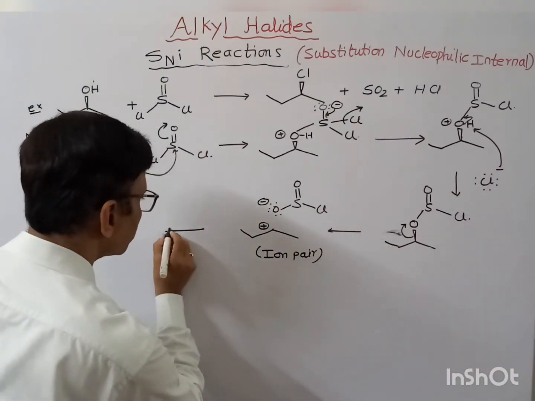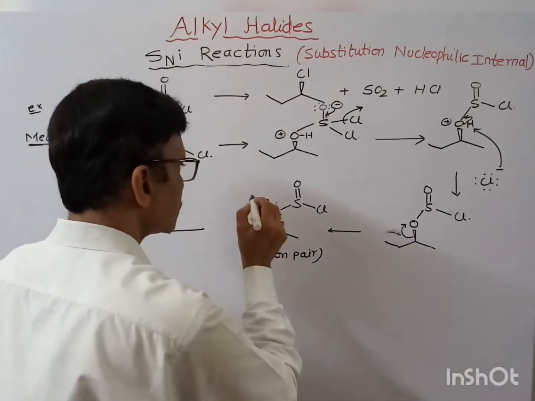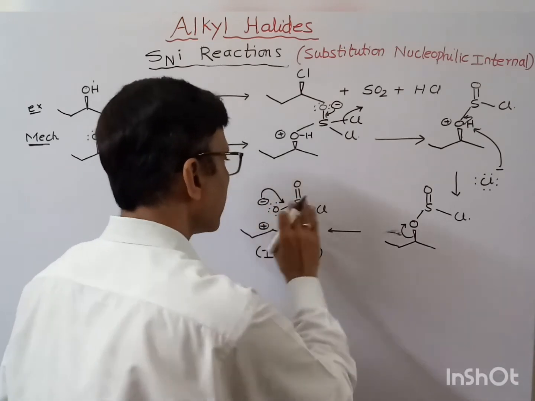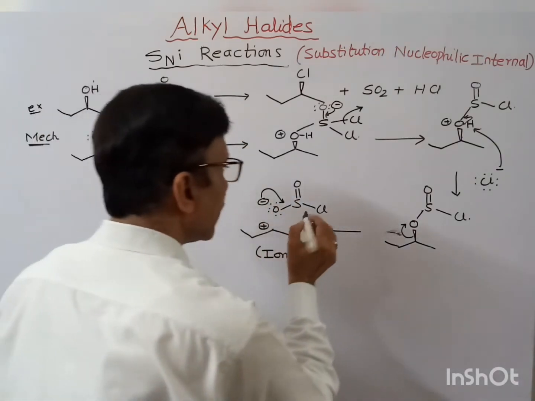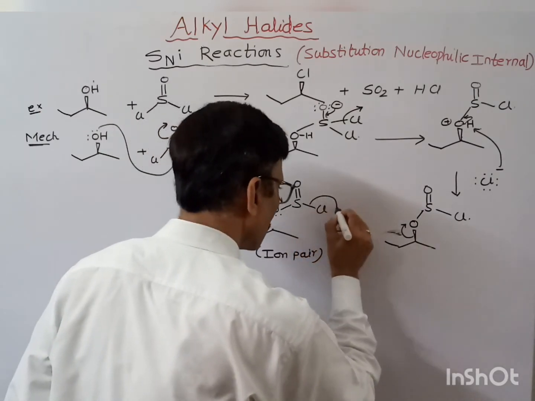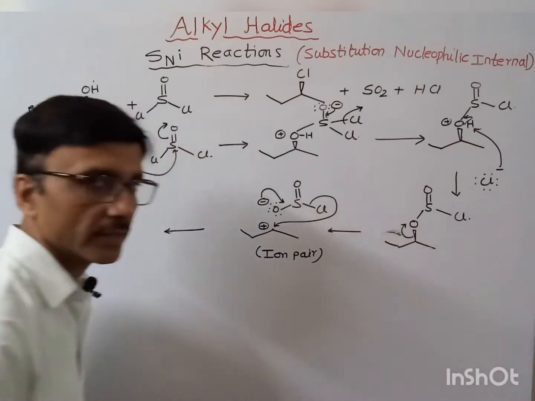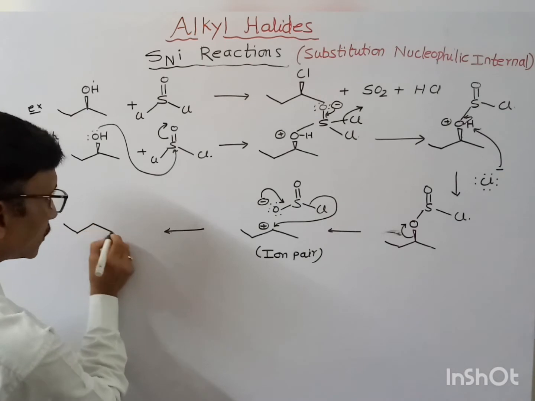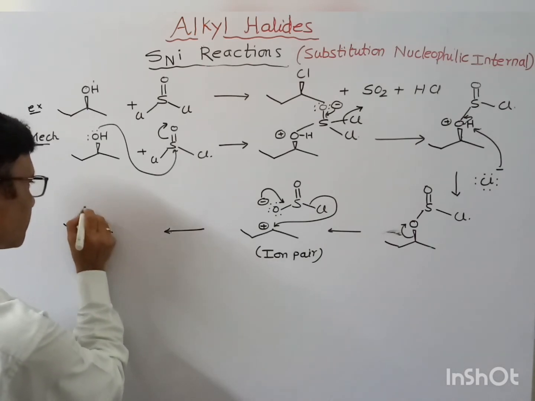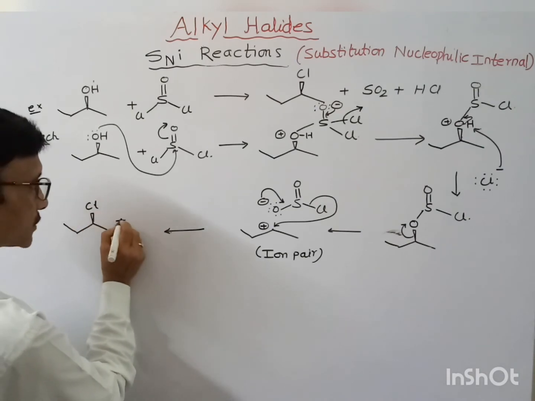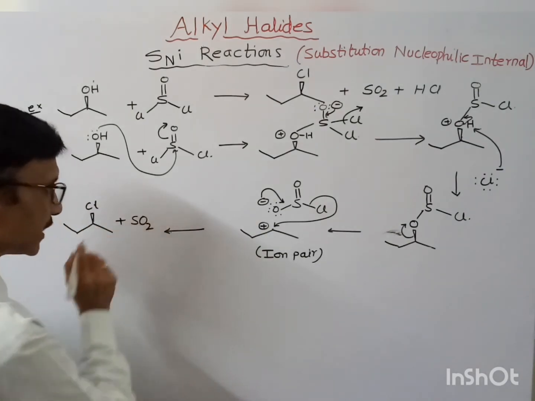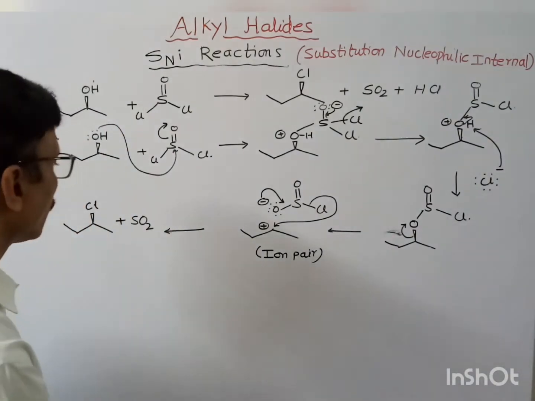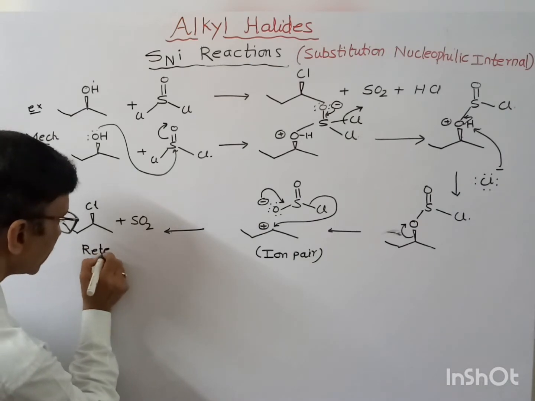Now in next step, the pi bond will again be restored, and the chlorine would be substituted over here. Plus this SO2 gas will leave out. So this is the mechanism where the retention of configuration is taking place.